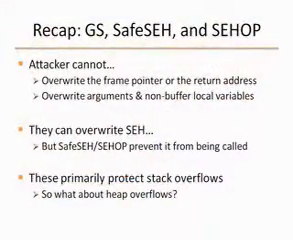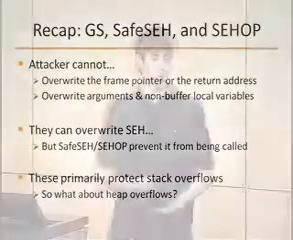So to recap, we just talked about GS, safe SEH, and SEH overwrite protection. The sort of invariance that we have at this point is the attacker can no longer overwrite the frame pointer or overwrite the return address for a frame that has a GS cookie. They can no longer overwrite arguments or non-buffer local variables. They can overwrite an SEH exception registration record, but safe SEH and SEH overwrite protection will actually prevent it from being called in the event that the exception is dispatched.